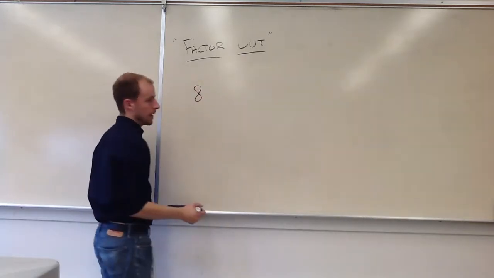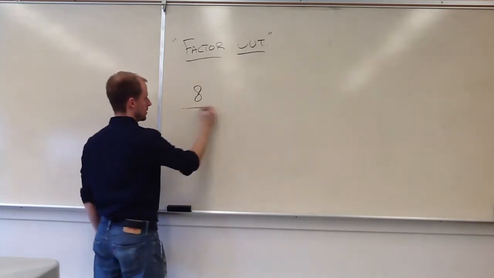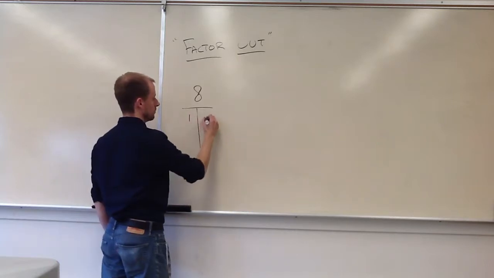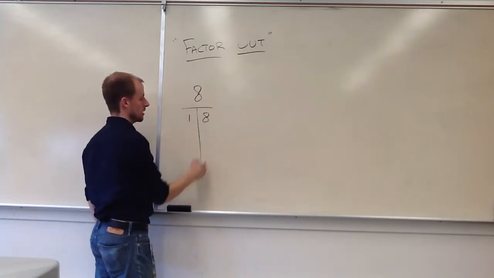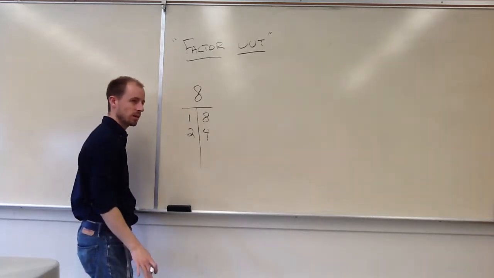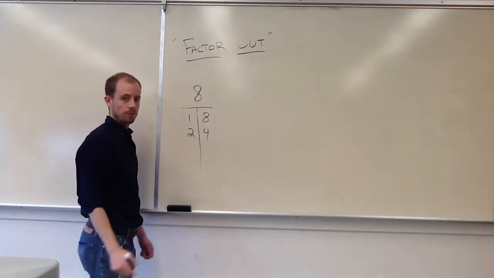All right, so what are all the factors of 8? That is, what are all the things that we multiply together to get 8? Make a little tree. What times what equals 8? 1, 8. 1 times 8 equals 8. 2 times 4 equals 8. Is there any more? 3 times anything? No. 4, well, yeah, 4 times 2. So 1, 8, 2, and 4 are our factors.